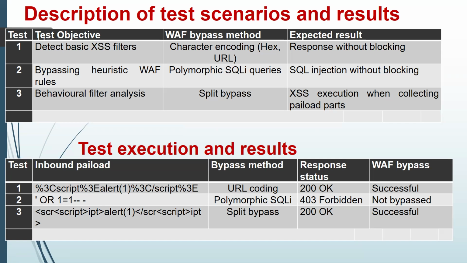The purpose of the second test is to bypass the heuristic rules of the web application firewall. For this purpose, polymorphic SQL queries are used. The expected result is a successful insertion of SQL code without a block.